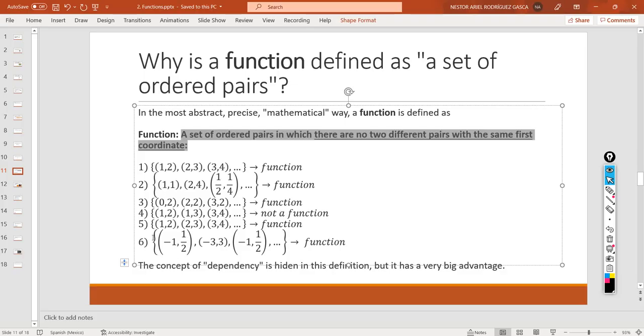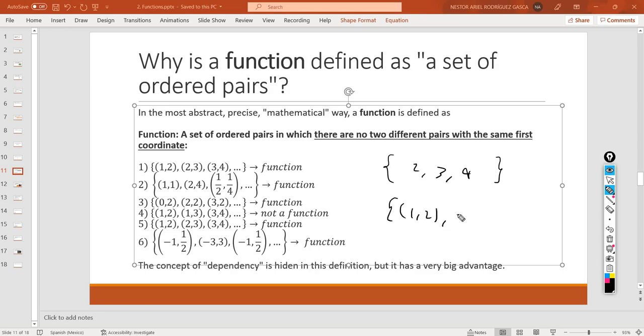I have here six sets. They are all sets of ordered pairs, as you can realize. Remember that these braces represent a set. You may have a set of numbers, a set of ordered pairs, a set of letters, whatever. You can have a set of any type of object. So if you notice, all of these are sets. Sets of what? Of ordered pairs. So far we have this covered, a set of ordered pairs.